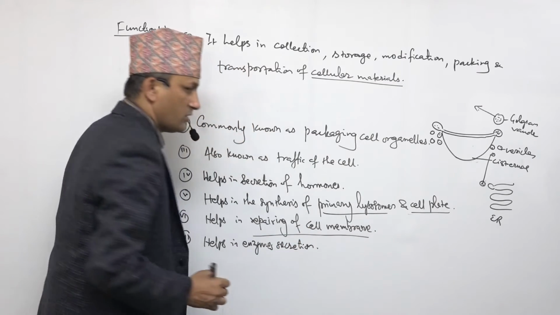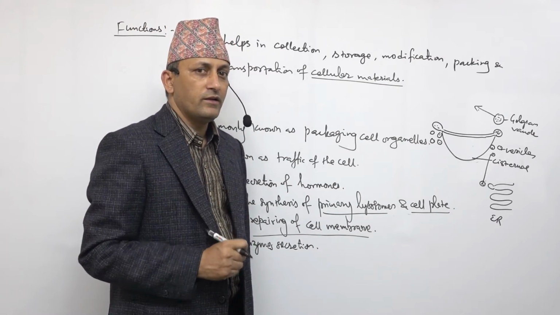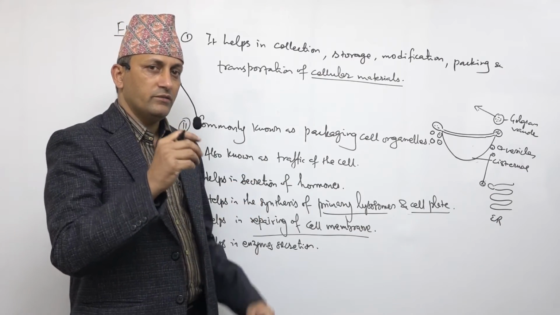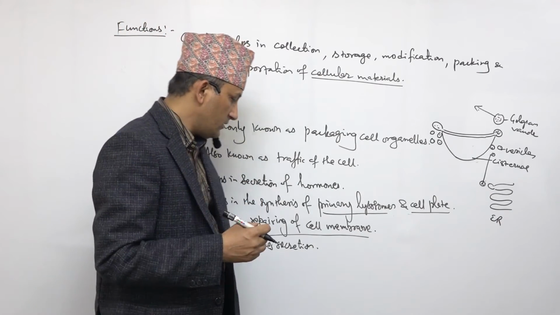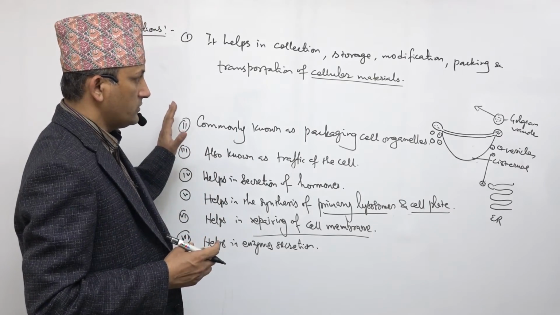Also helps in the formation of sperms. A chromosome of the sperm is formed by sperm को एउटा टाउको जस्तो हुन्छ, head of the sperm. This is formed by the Golgi body. So these are the main functions of the Golgi body.